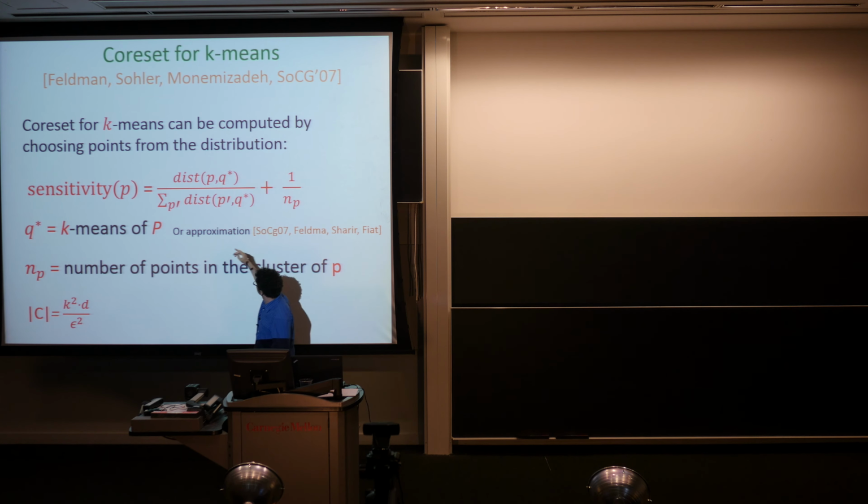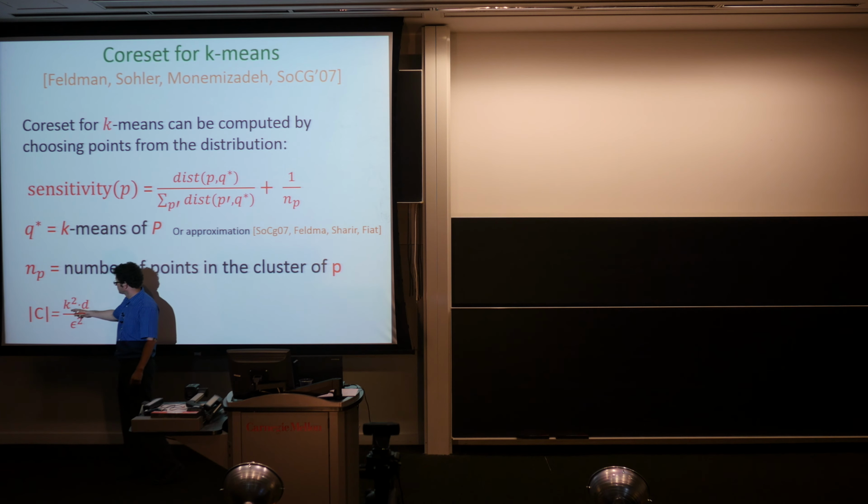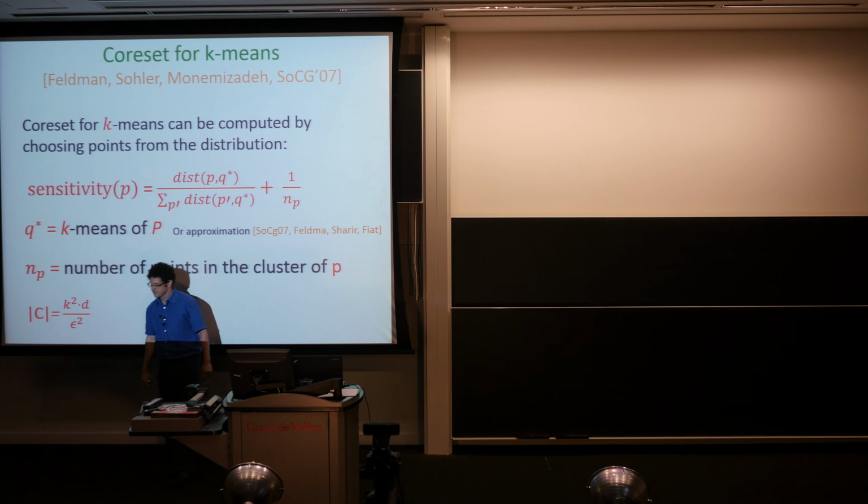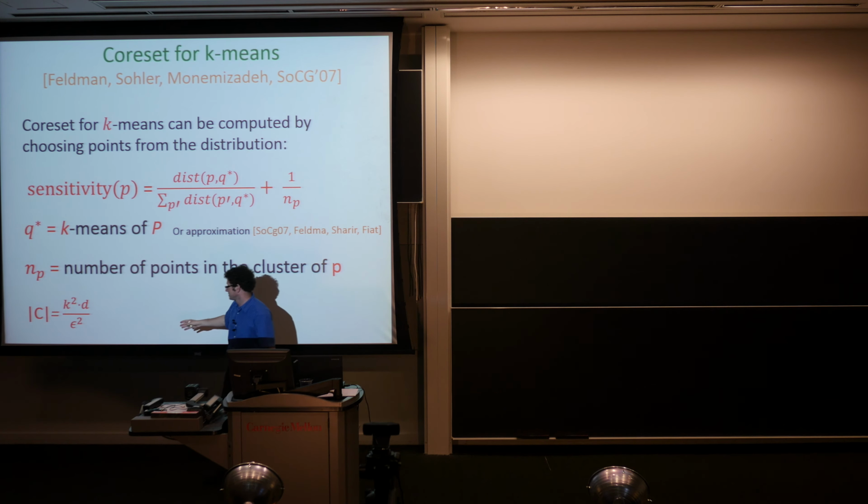But even if you're in a large cluster, but very far from the center, you'll also be chosen with high probability. And the VC dimension is known to be k d. So we have k d over epsilon squared, multiplied by the sum of sensitivities, which is k, and we get a coreset of this size.